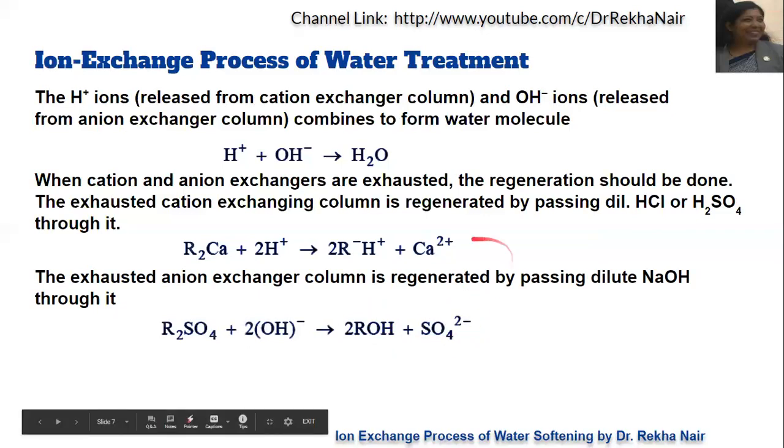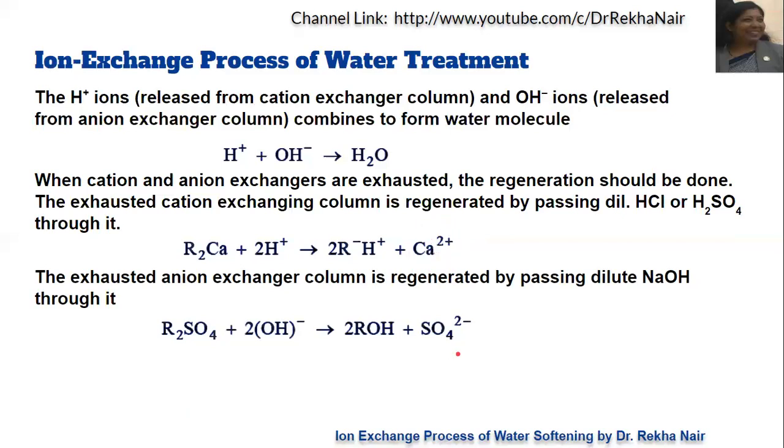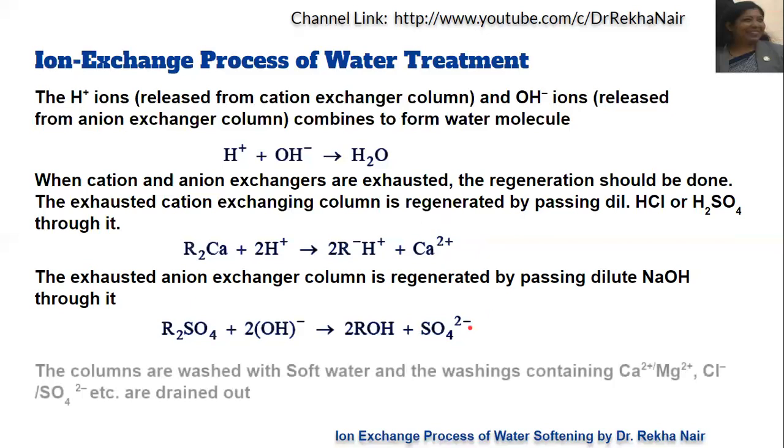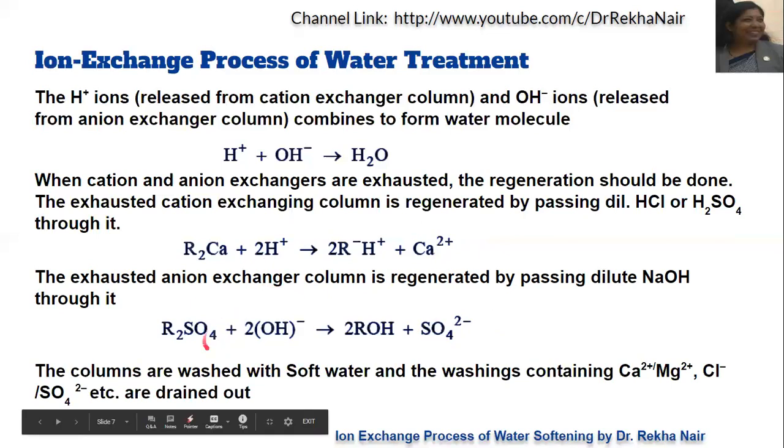So in the cation exchanger, we see that cations are removed, and in the anion exchanger region, we see that sulfate will be removed. The cation exchanger will be regenerated with the help of H+ ions, that is acid, by treating it with acid, and the anion exchanger bed can be regenerated by treating it with base.